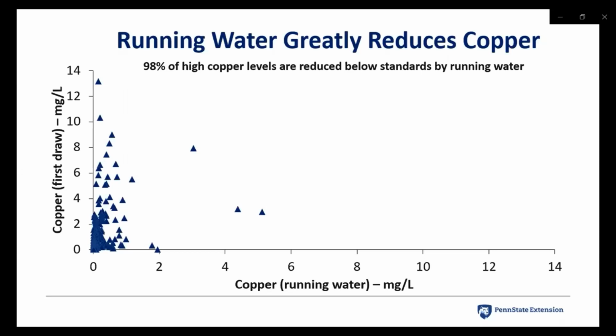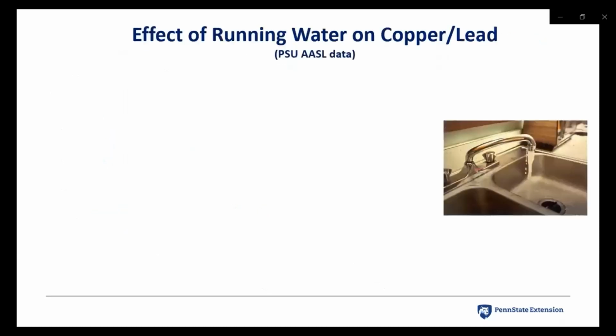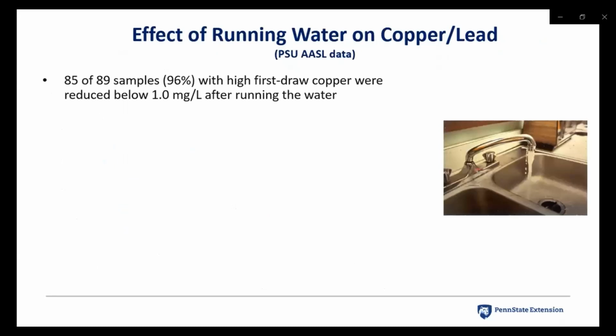If we flush the plumbing out and start to draw fresh water from the well, which normally takes about 1 minute in most homes, if it's a really big home, it might take a couple of minutes to flush all the plumbing, but we can get that fresh water from the well and it'll have virtually no copper in it. Same with lead. What we found with lead was it was 96% effective. By just running the water, we could reduce 85 of 89 high lead samples down to below the drinking water standard. And excuse me, this is copper in the first bullet, I misspoke.